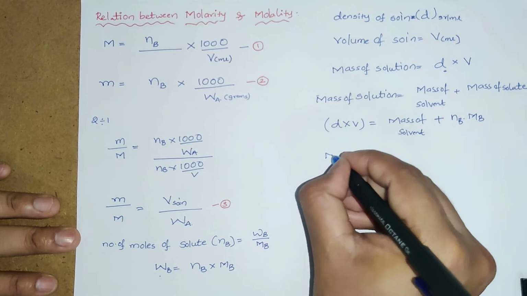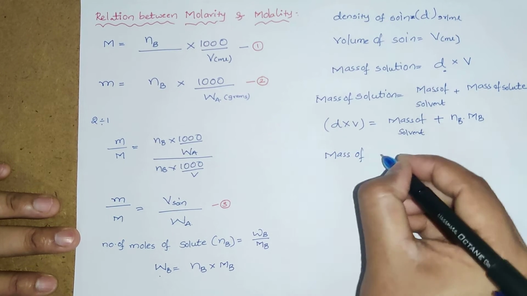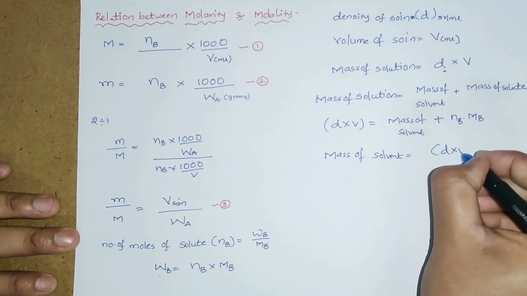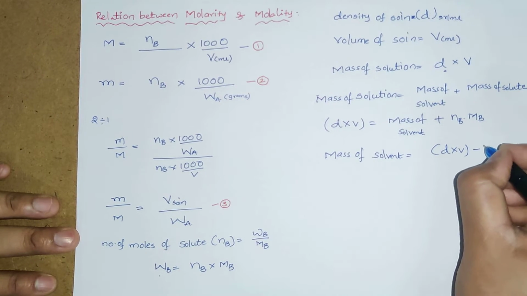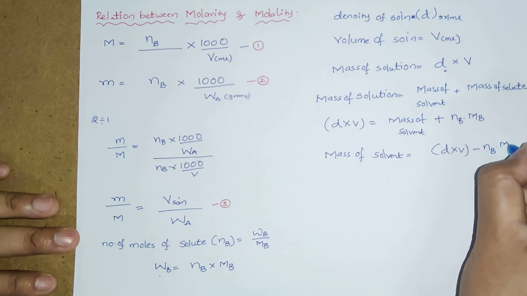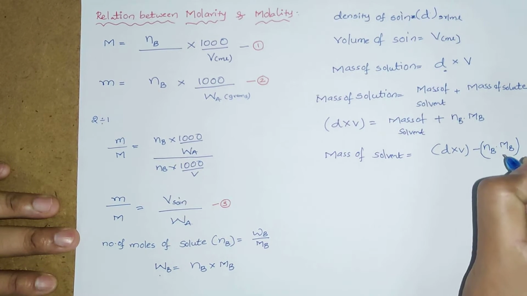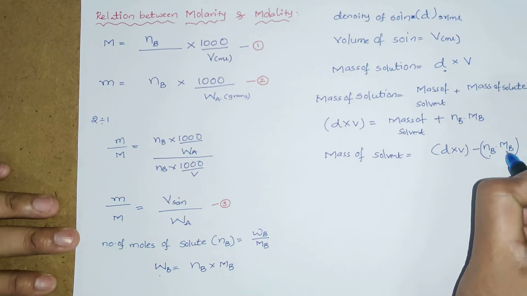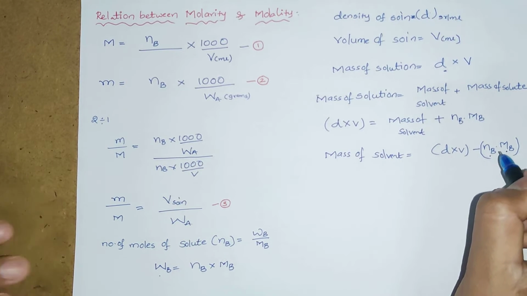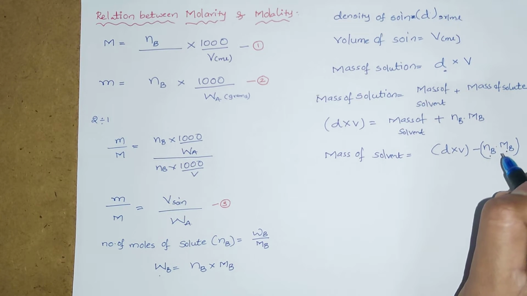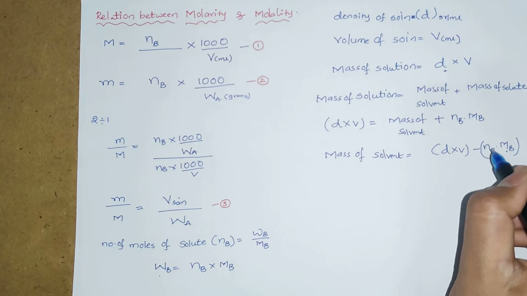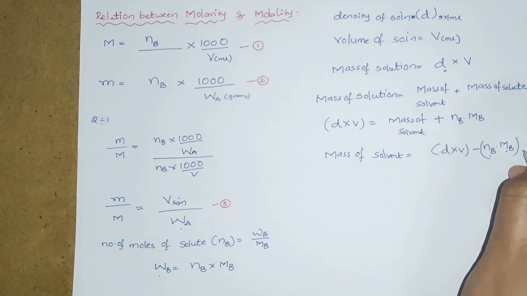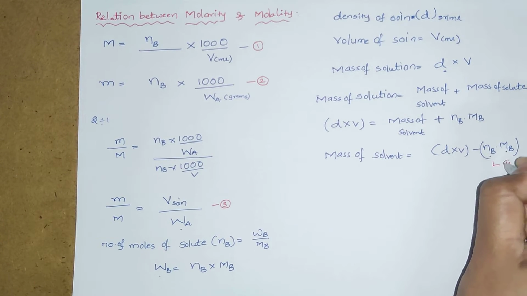From this one, mass of solvent is equal to density into volume minus NB into MB, that is number of moles of solute into molecular weight of solute. MB here is molecular weight of solute, don't confuse here. Now you can substitute this mass of solvent in the place of WA. So this is, say, equation number 4.